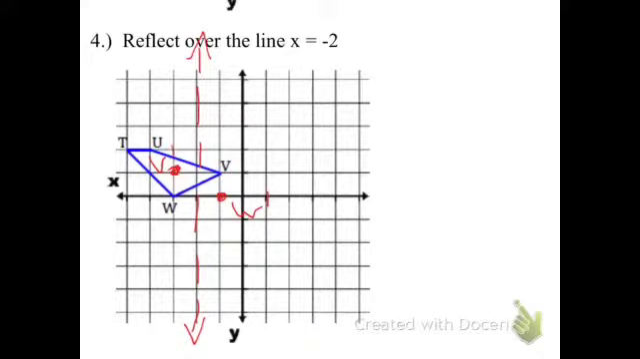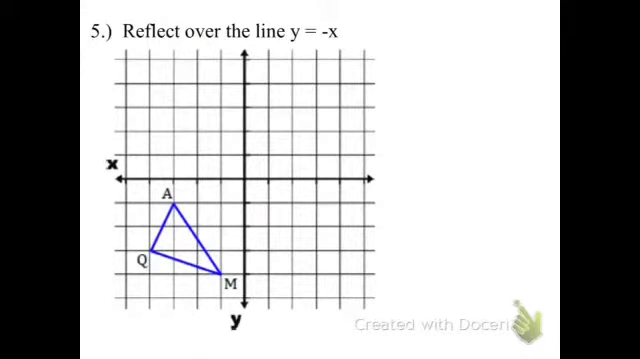V is 1 to the right, so I need to go left 1. There's my V prime. U is 2 to the left, so I need to go 2 to the right. There's my U prime. And T is 1, 2, 3 to the left, so I need to go 1, 2, 3 to the right. There's my T prime. Now that I got all the points connected up, there's my shape reflected over.